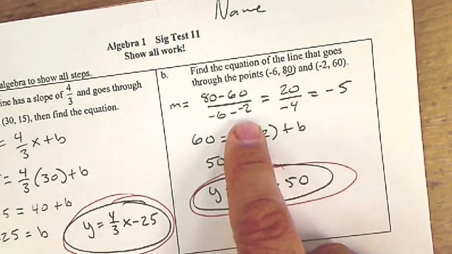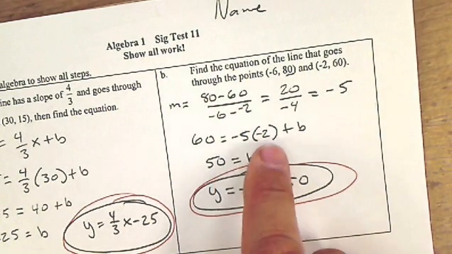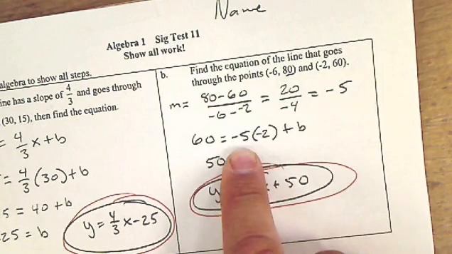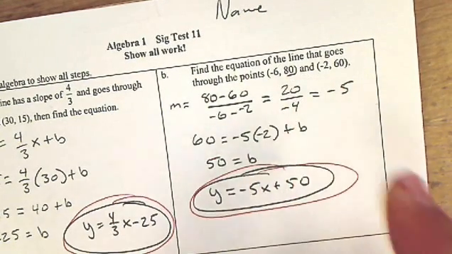Over here, a little harder because I didn't give you the slope. So you have to find the slope. Change in y over the change in x. Plug that in, and then plug in a point. It doesn't matter which point. Plug it in, and you solve.